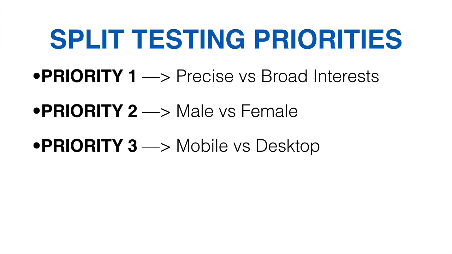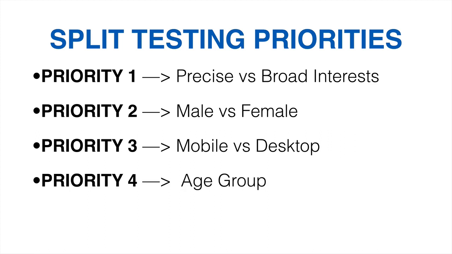Priority number 3, mobile versus desktop. This is an important split test because people behave differently on mobile devices and desktop devices. Sometimes mobile devices don't convert as well because it's harder to browse around on their phone. Sometimes they convert better. You just never know, right?